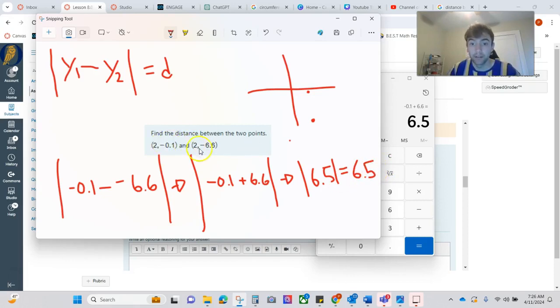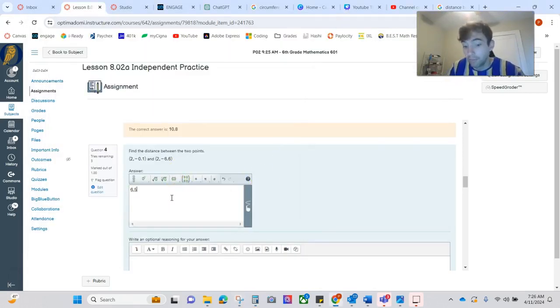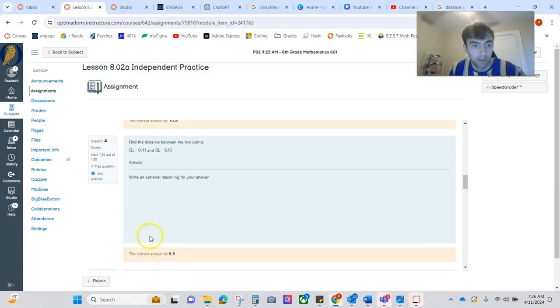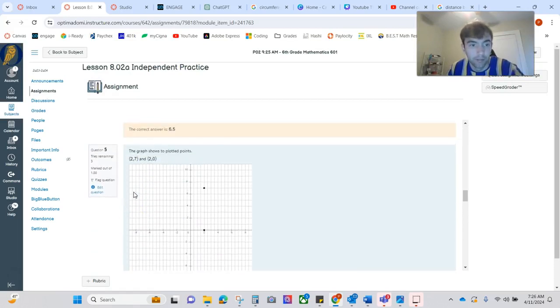So that means these points are 6.5 jumps away from each other. Distance is never negative. It is always positive. You move 6.5 every time. Distance can't really be negative, I guess, unless you walk backwards. Then it could be negative, maybe. Yay! Distance is never negative.